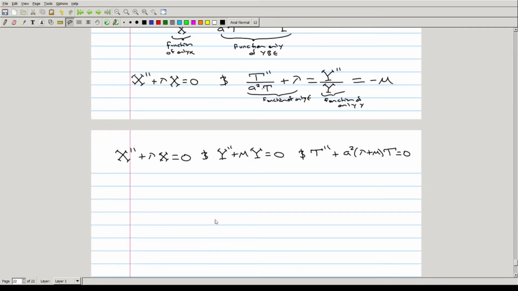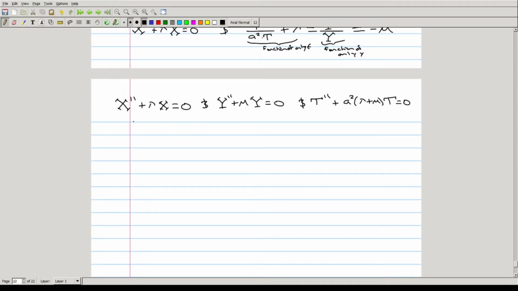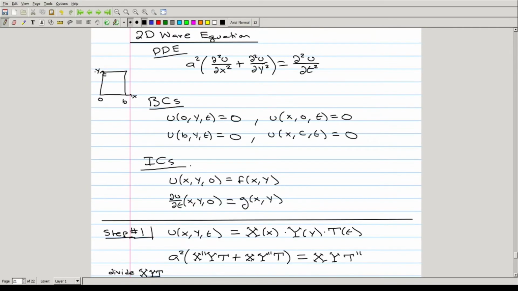And we first go through and satisfy the Sturm-Liouville problems for x and y, where the boundary conditions are x of 0 is 0 and x of b is 0, and the same thing for y. So y of 0 has to be equal to y of c is equal to 0 in order to satisfy all four of these boundary conditions.